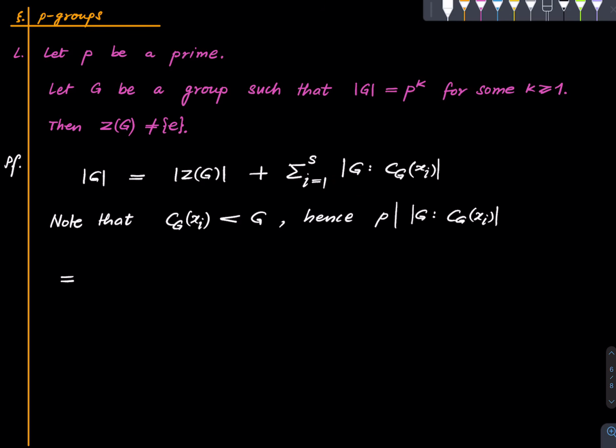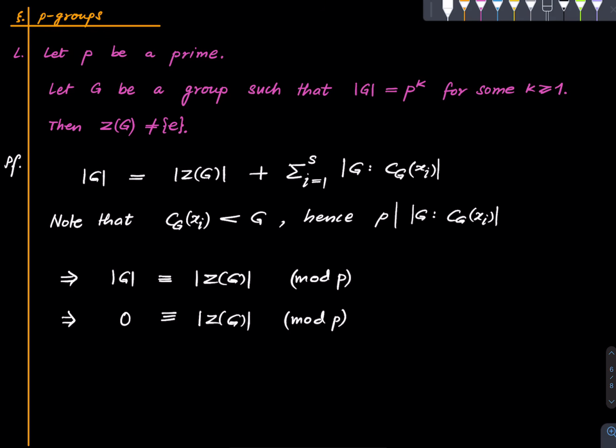So we see that the cardinality of G is congruent to the cardinality of Z(G) mod P. And since G is assumed to be a P-group, so in particular the cardinality of G is divisible by P, we see that the cardinality of the center is divisible by P. But the cardinality of the center is at least 1, and why is that? Because the identity is lying in the center. So this implies that the center is not the same as just the identity element. It has more things in it. In fact, it has at least P things in it because its size is divisible by P.